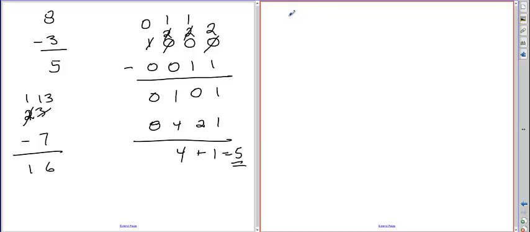So let's do another one here. Let's do 12 minus 7, which is 5. Okay, so the binary equivalent of 12 is going to be 1, 1, 0, 0. 8 plus 4.